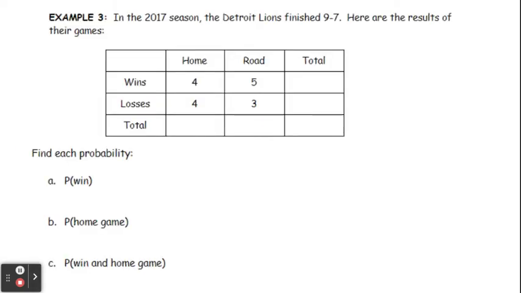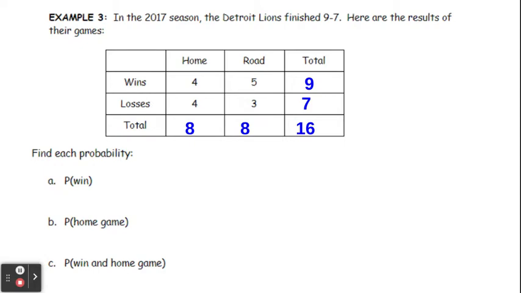All right, why don't you pause the video and try example number 3 and see how well you understand this lesson. All right, we're going to start by filling in the row and the column totals. So we know the total number of wins and losses for the Lions and the number of games they played at home and on the road.